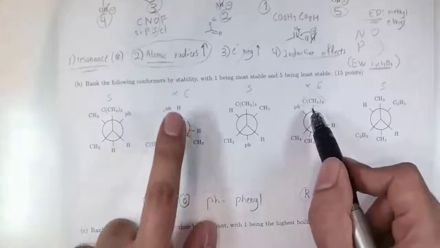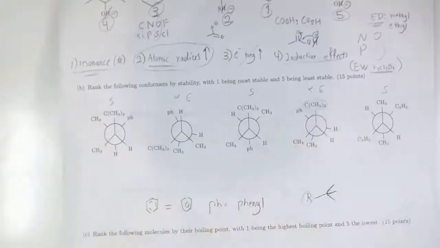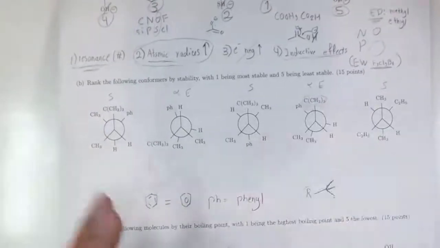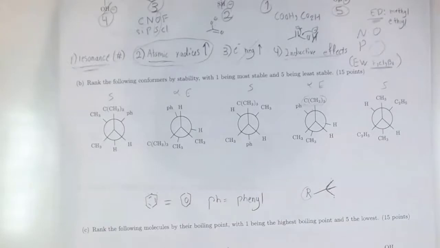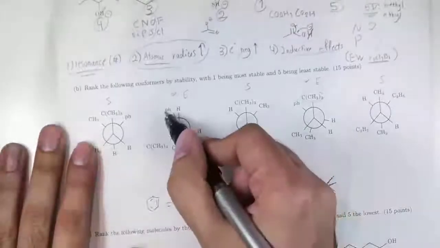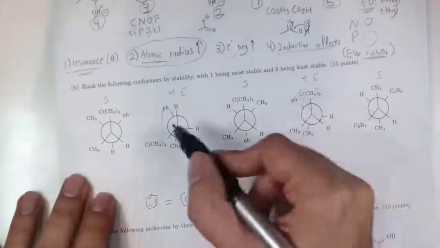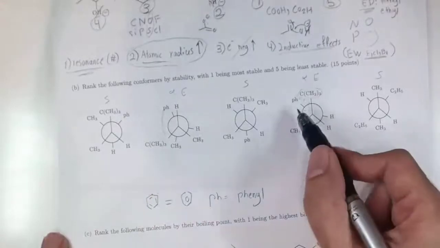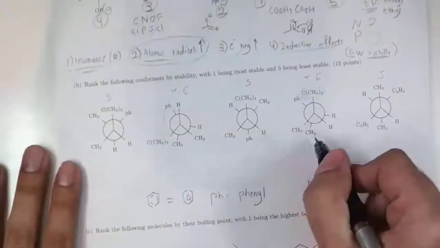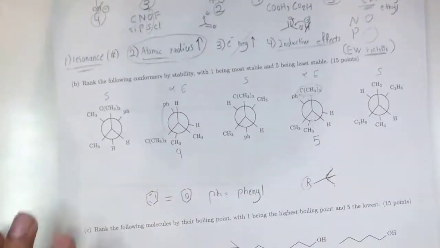When I'm comparing these two guys, over here I can see that the bulkiest group on the front carbon and the bulkiest group on the back carbon are occupying the same exact position. When this happens, you're going to have extremely high steric strain, which will cause repulsion and therefore increase your energy levels. Compared to this, where the bulky groups are spaced out a little more, over here they're eclipsing each other. Therefore, this should be your least stable compound, and this should be number 4. Okay?